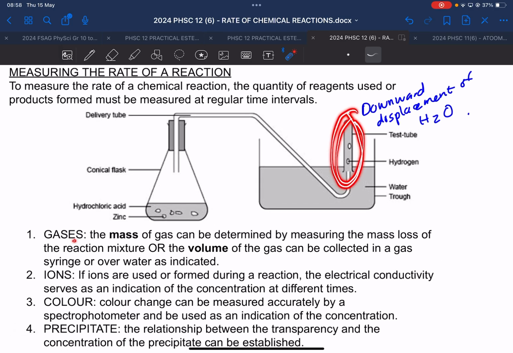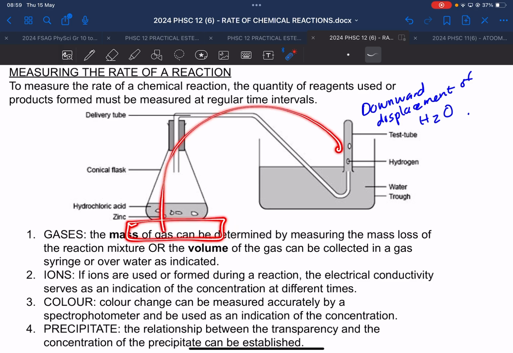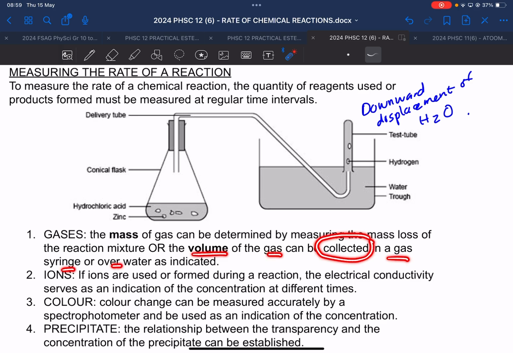So it says here, gases, the mass of the gas can be determined by measuring the loss of mass of the reaction mixture. So that means you can put a scale here and measure the scale readings at certain time intervals. Okay, and if you have the loss in mass here, you know what is the gain in mass there. Okay, because this is a closed system. Can you see it's closed? The gas cannot escape. Right? Or you can determine the volume of the gas by collecting it in a gas syringe over water as indicated. So this is here. Okay.